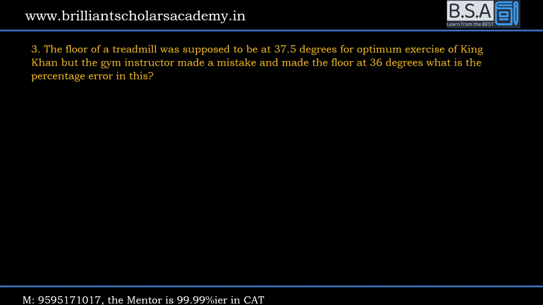15 upon 375 into 100. And try not to cancel with 100 till the last step. 15 cancels one time, two times it is 30, and 5 times it is 75. 15 into 5, 75. 1 by 25 into 100, 4 percentage error. Now again, 4 percentage positive error or negative error? Negative error. Very simple childish thing.